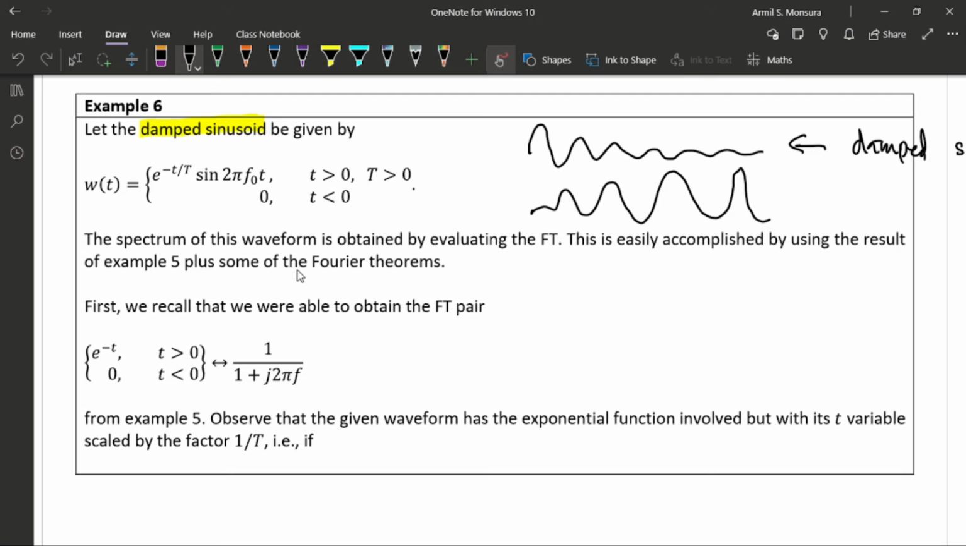But here we will not resort to direct integration of the Fourier transform integral given in equation 21. What we will do here is that we will use the results of example 5, and then some of the Fourier transform theorems. So from example 5, recall that we were able to obtain this transform pair.